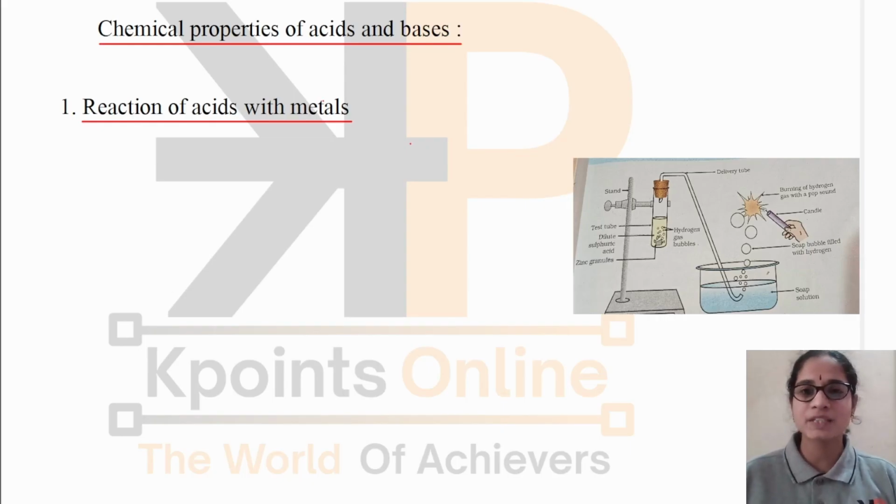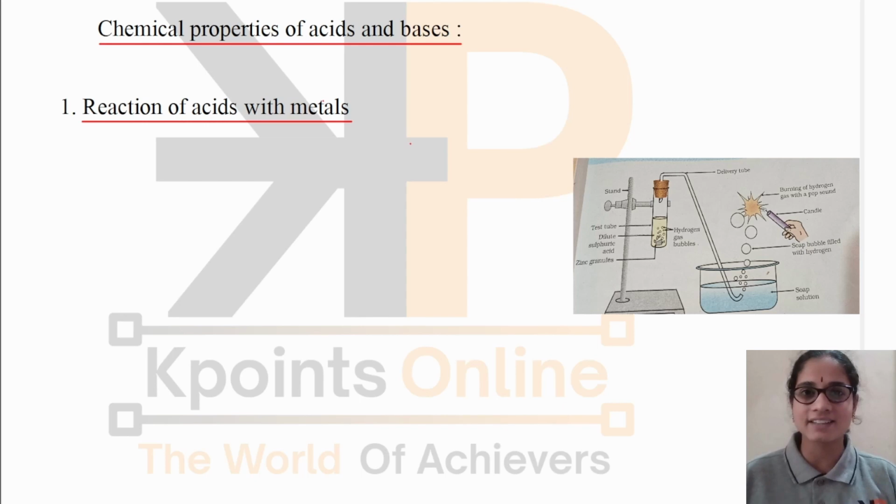Everyone, welcome to the chemistry class. In the last class, we were studying acids and bases. We covered the definitions of acids and bases, and we also studied indicators. In this session, we are going to study the chemical properties of acids and bases.